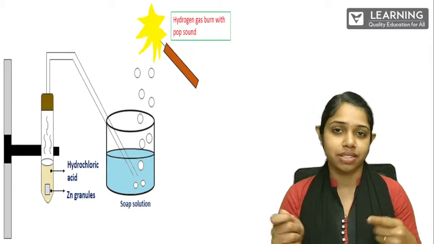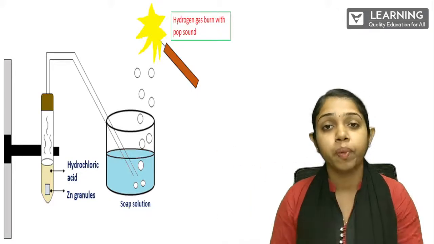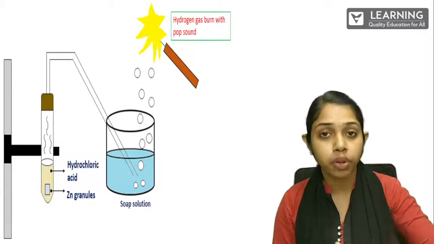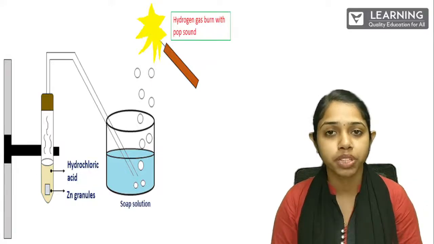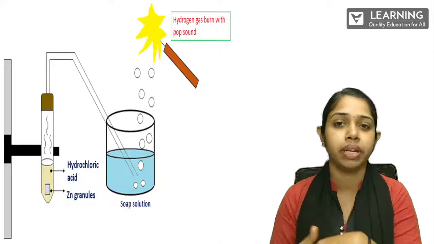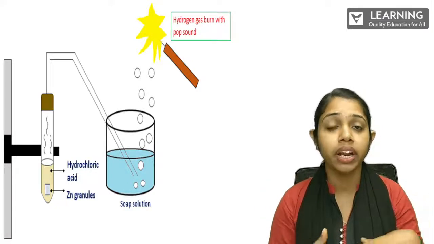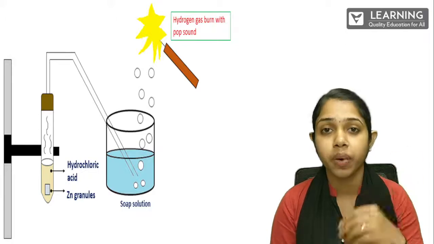We will take a matchstick, burn it and keep it near that opening, wherever the gas is trying to move out and the bubble is trying to come out. So take a matchstick, burn it and just go and keep it there. You will hear that the gas is coming out and it is burning with a pop sound.